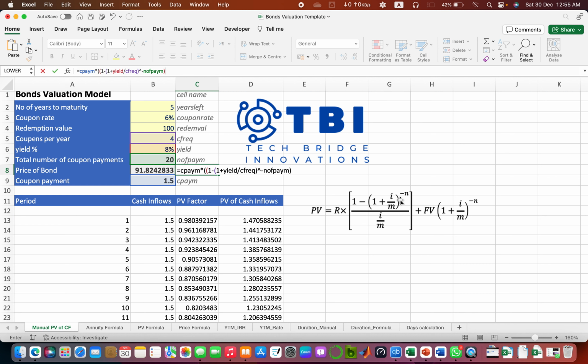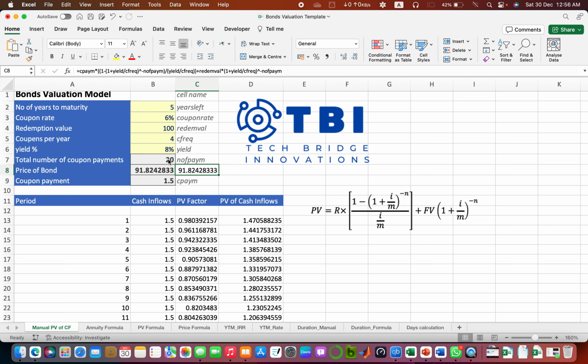So we have calculated the numerator, and now we will divide that by the denominator, which is I over M. I in this case is the yield, and M is the frequency, which is 4, bracket close, and then large bracket close. So this is the first bracket that we have calculated, and now we will add the present value of the redemption value. So redemption value times 1 plus the rate of interest or discounting rate, that is yield, divided by coupon frequency, that is 4, to the power of negative number of payments, that is 20 in this case.